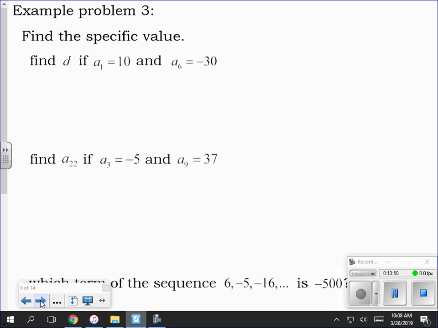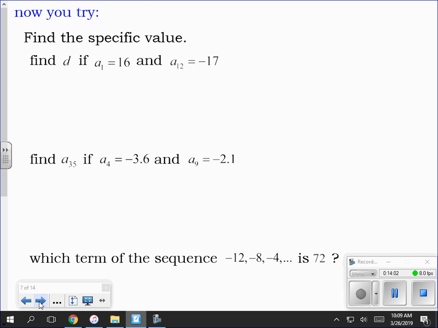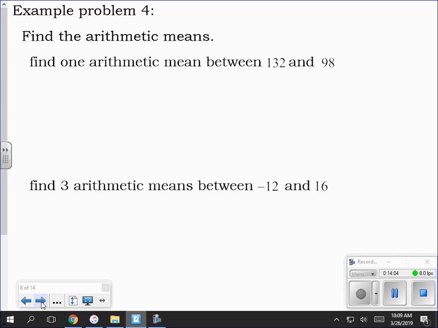Okay, now, before we do these, we're going to skip to example problem number 4, because what we do here will help us do the other ones easier. Being able to do these makes the other ones easier. Now, finding the arithmetic means between two numbers.